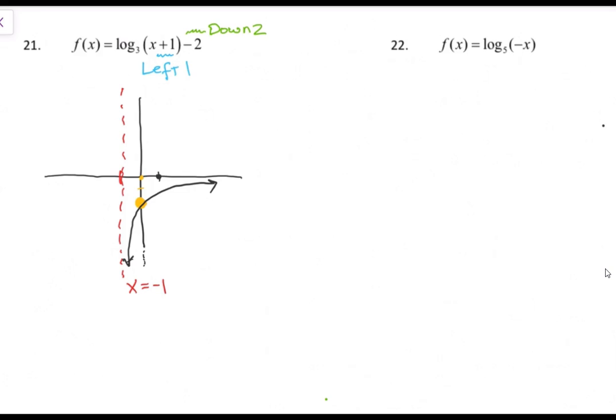Now, a couple of things that we might want to pull from this, a couple of questions you might be asked, is where the vertical asymptote is and what the domain and range are. So I've already listed here what my vertical asymptote was. So let's talk about the domain and range.